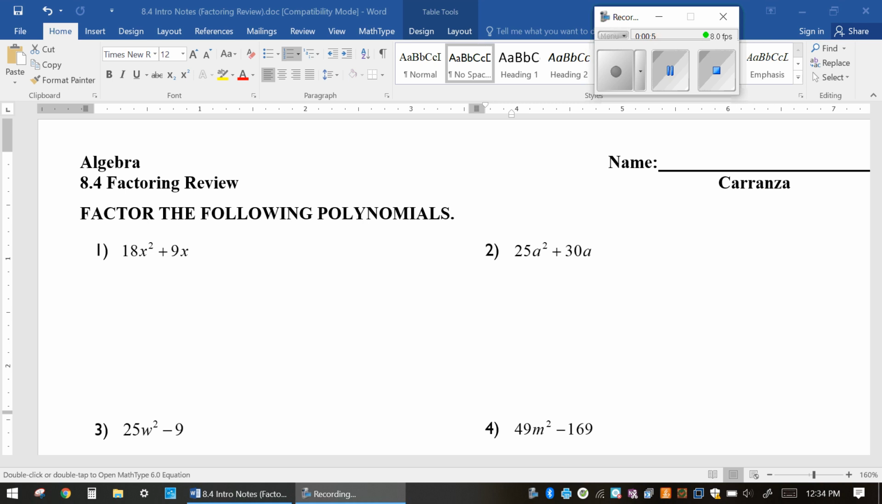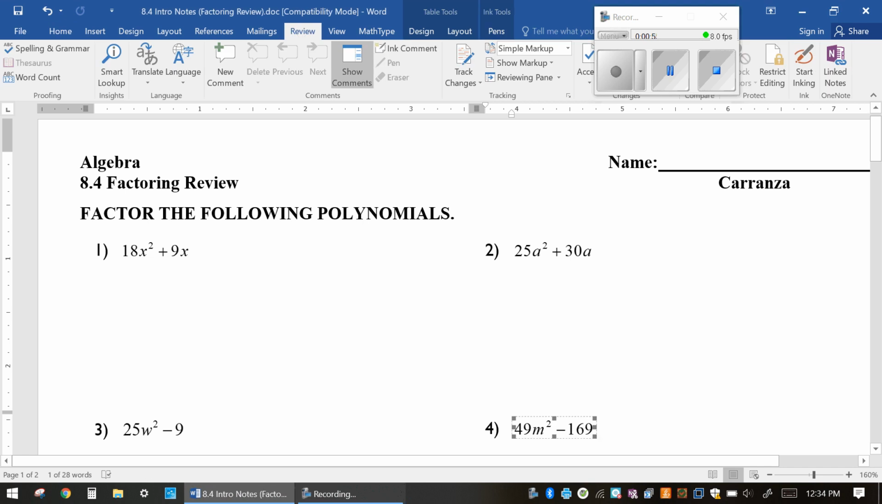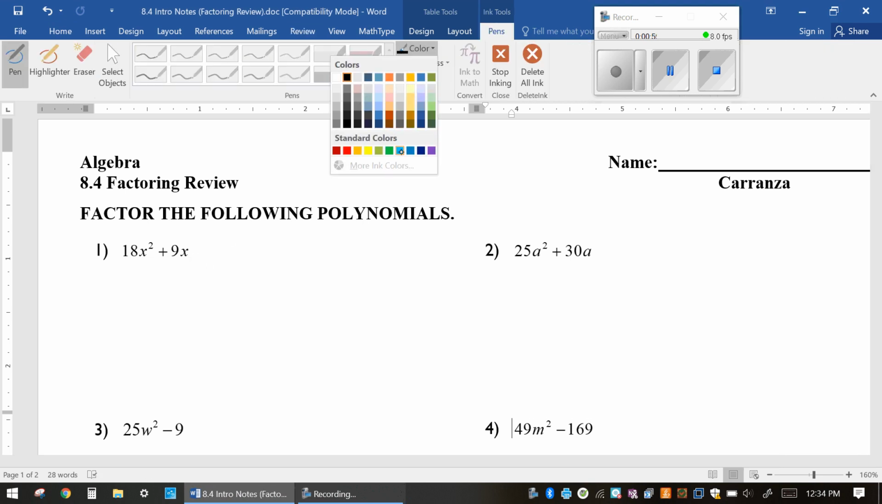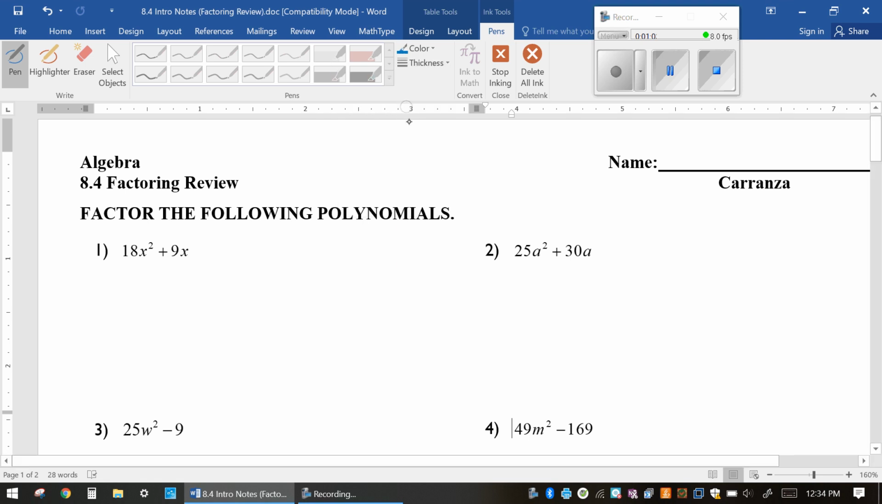If you look at number 1, it's a binomial. I always tell you, always check for GCF. I even showed you a trick on your calculator to check for GCF. You take the smaller number, so that would be 9, divide it by the bigger number and reduce. And then divide the numerators, the two numbers on the top, and that's your GCF. Always check for GCF first.